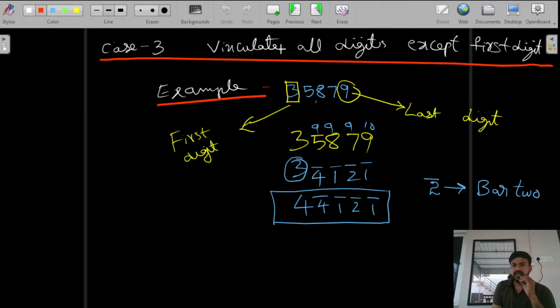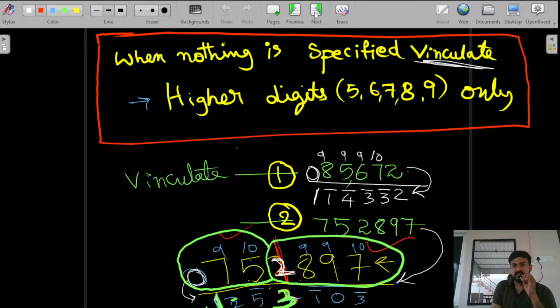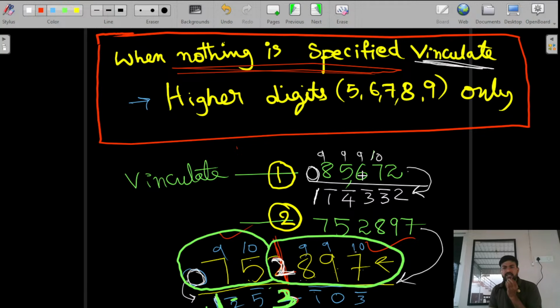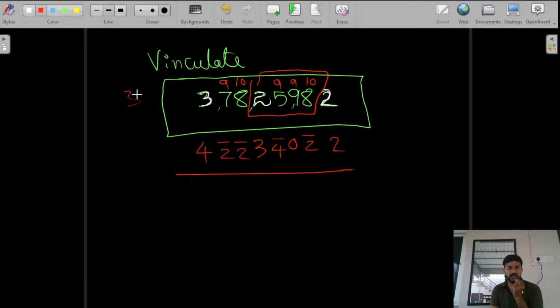Next, vinculate all digits except the first digit. Here the specification is you have to leave the first digit. This is the first digit, this is the last digit. So when nothing is specified, remember, vinculate higher digits only. Sometimes you have to apply this vinculation process on parts, on part 1, part 2, like that. In the first example we may not do it in parts, but in the second example we have to do it in parts. And in this third example also we have to do the vinculation process in parts.